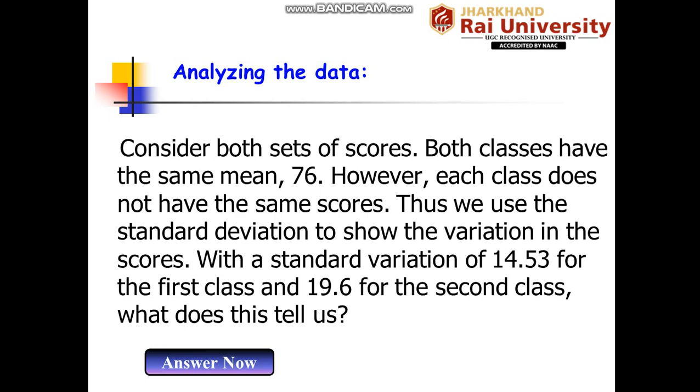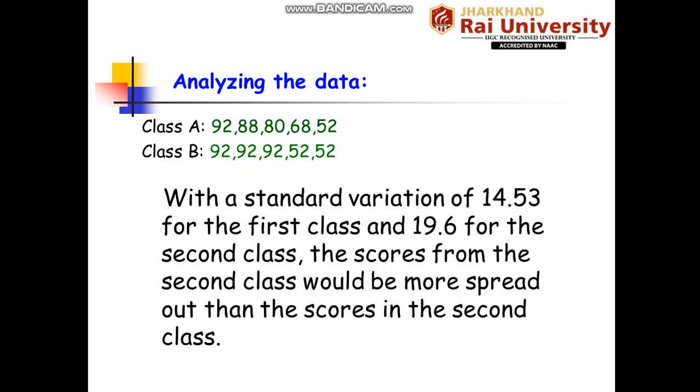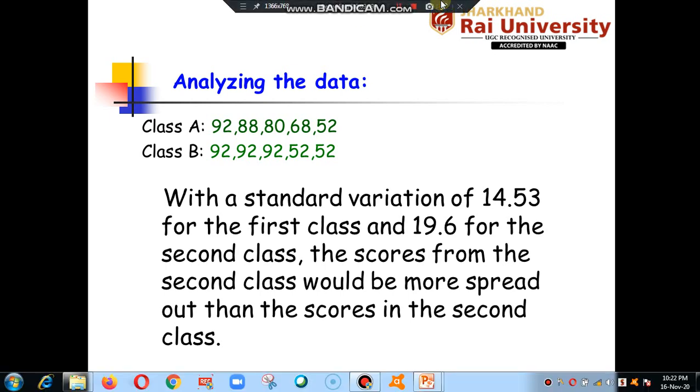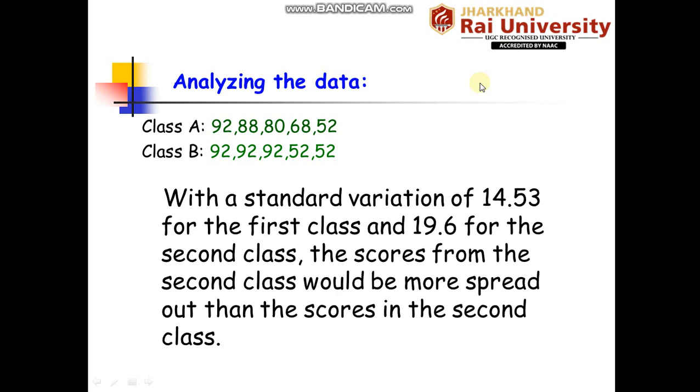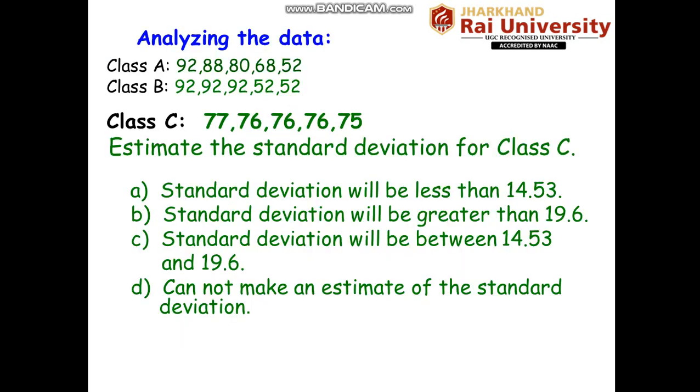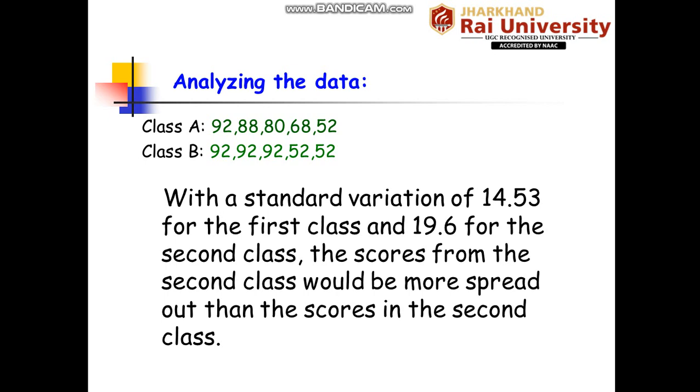So what does this tell us? With a standard deviation of 14.53 for the first class and 19.6 for the second class, the scores for the second class are more spread out. So the scores in the second class are more spread out than the scores in the first class. Okay.